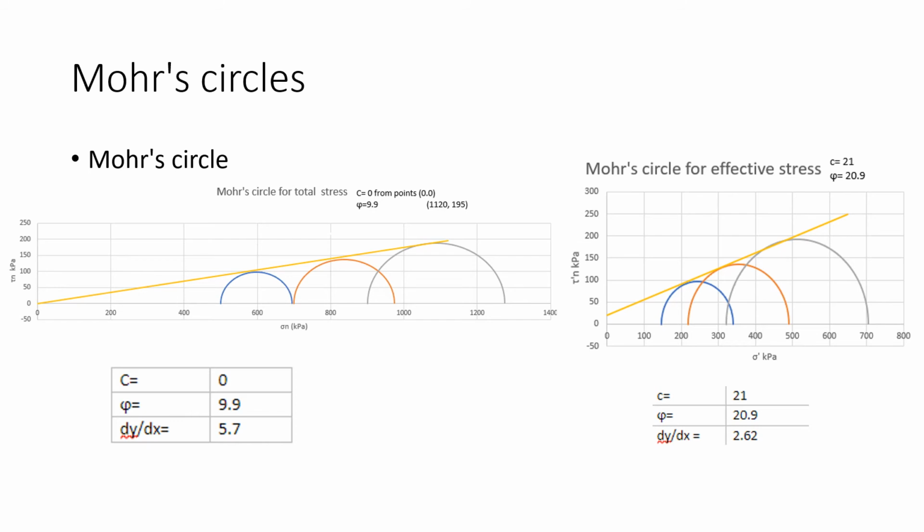From the Mohr circle of total stress, we were able to observe a cohesion of 0, which has been calculated along the tangent using a gradient of 5.7, giving us an epsilon value of 9.9 degrees. We then observe an effective stress cohesion value of 21 kilopascals, which has been calculated using a gradient of 2.62, resulting in a critical angle of 20.9 degrees, a value we would expect in saturated clay.